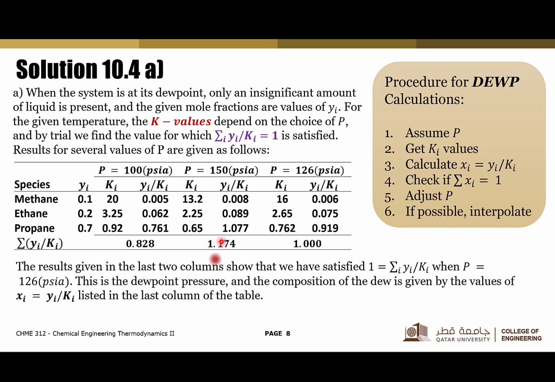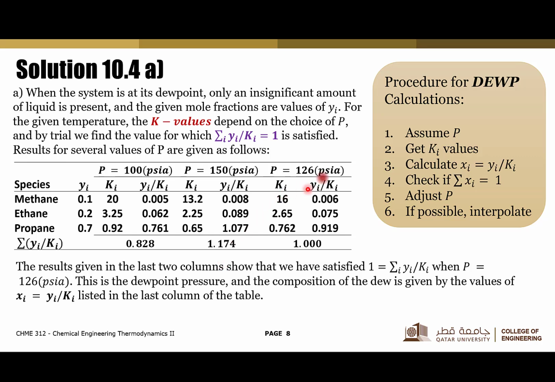We find that it's 1.174. It's still not 1. In this case, what you could do is linear interpolation. So you take the 100, you take the 150, you take the 1.174 and the 0.8228, and then you find what's the value of P when the sum of X's is 1.